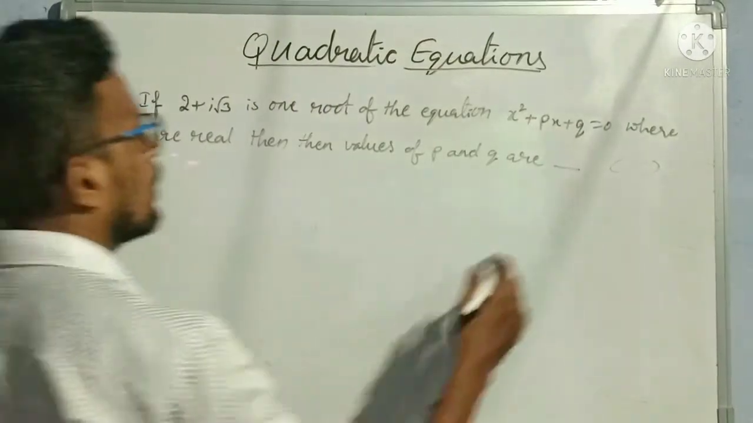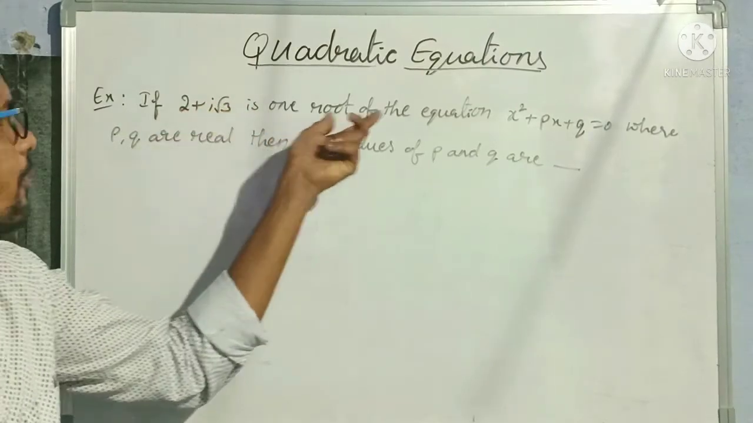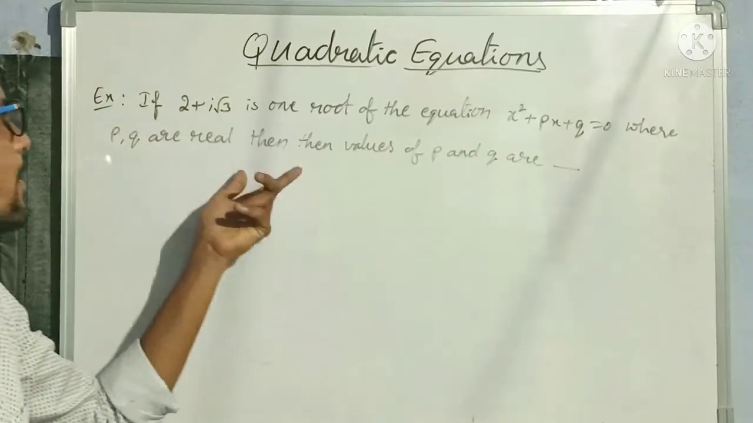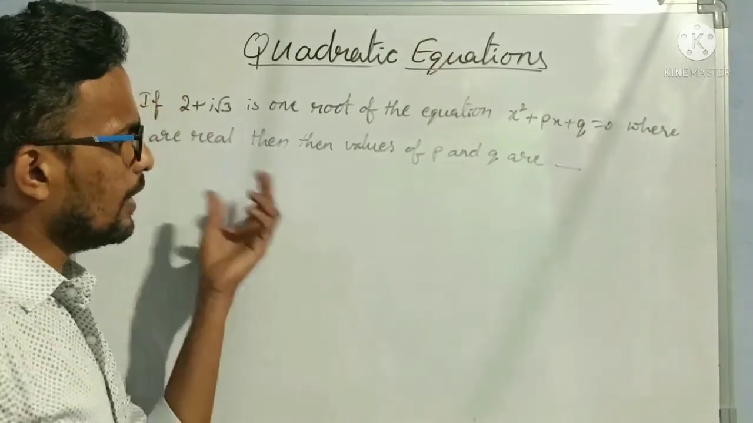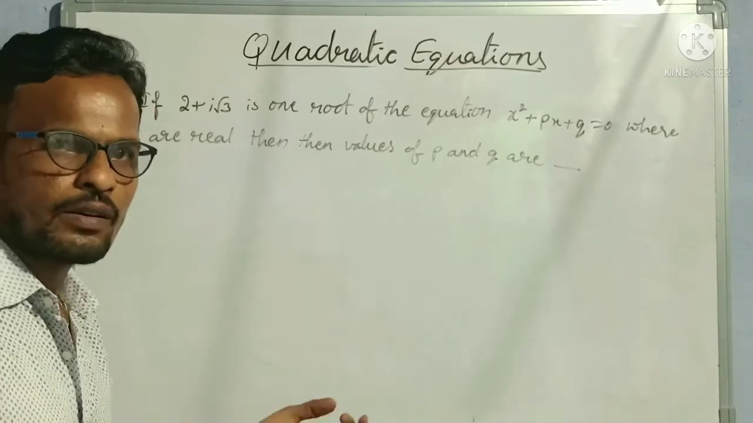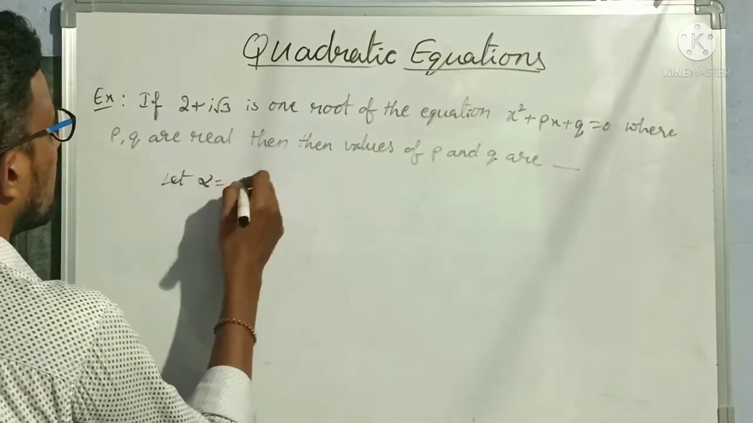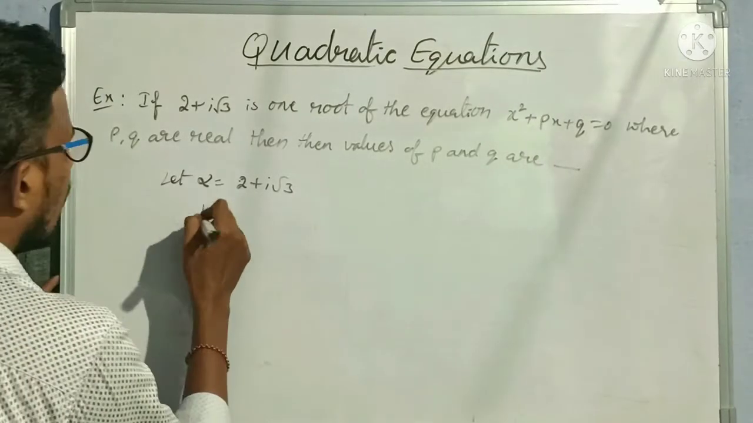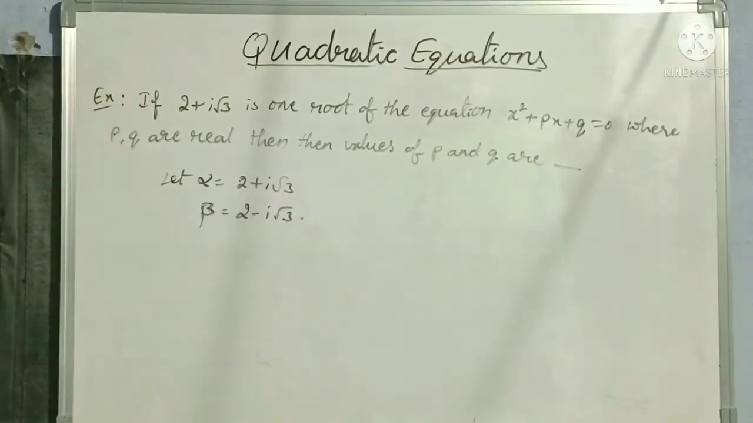Okay, so let us solve this problem now. If 2 plus i root 3 is one root of the equation x square plus px plus q is equal to 0, where p comma q are real, then the values of p and q are dash. See here, already I said that when the roots are complex or imaginary, then one root will be the conjugate of the other, right? So let alpha is equal to 2 plus i root 3, means one root is 2 plus i root 3. Then beta, the other root, becomes conjugate, means in place of plus we get minus, 2 minus i root 3.